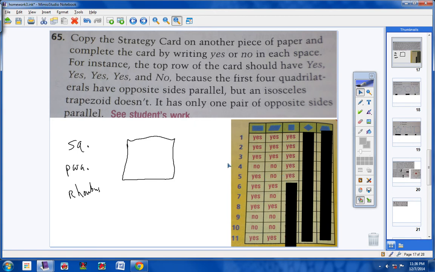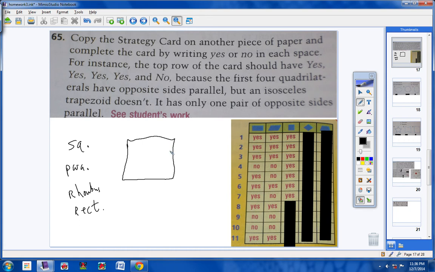Number 6, at least one pair of opposite sides is congruent. Yes, that is true. Number 7, diagonals are congruent. Yes, in a square. Don't forget that a square is also, I forgot to say this, sorry guys, a square is also a rectangle, sorry about that. So yes, the diagonals are congruent, because in a rectangle, diagonals are congruent.